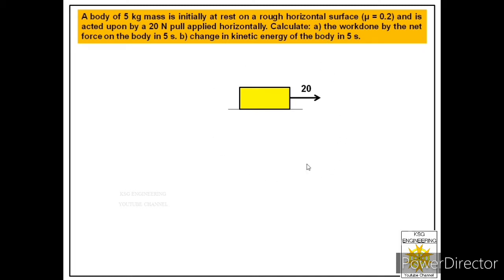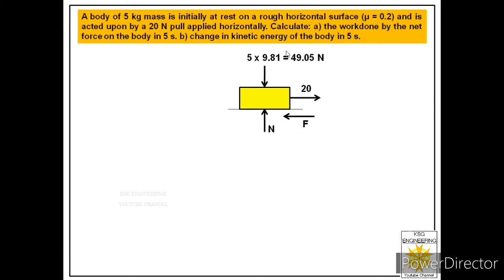For that we have to draw its free body diagram. First let us represent its weight, which we show in the downward direction. Its mass is 5 kg, so we multiply by 9.81 to get its weight as 49.05 newtons. After that we show the normal reaction N, and this block is moving towards the right because of the 20 Newton pull. We are given friction between the block and the horizontal surface, so the friction force will act in the opposite direction. Let us call that F.